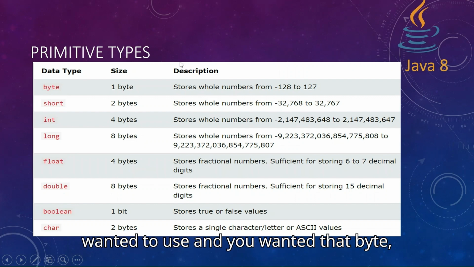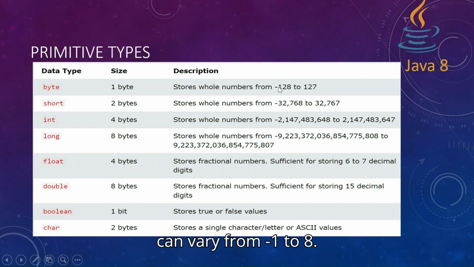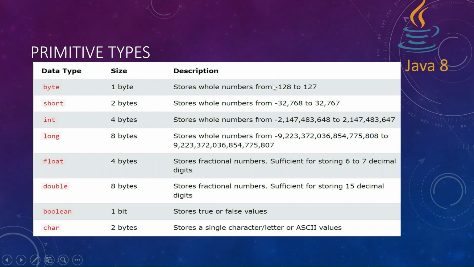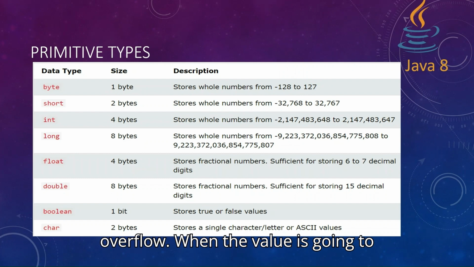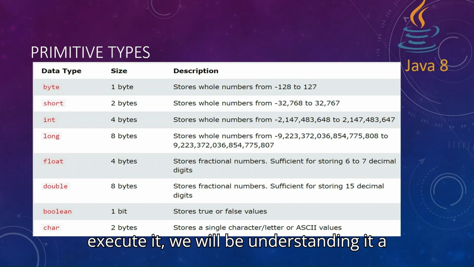When your program encounters the type byte and you want to use it, let's say this byte is a short roll number. Short roll numbers can vary from -128 to positive 127. You can have a person registering using a roll number from -128 to positive 127. When you put 128, your program will not be able to accommodate the next value after 127, because byte has only the size of 1 byte, which is only 8 bits. You cannot exceed more than that. When you try to exceed it, you are going to overflow, and the program will not be able to handle it when you use smaller size data types. We will understand it a bit more when we practically execute it.